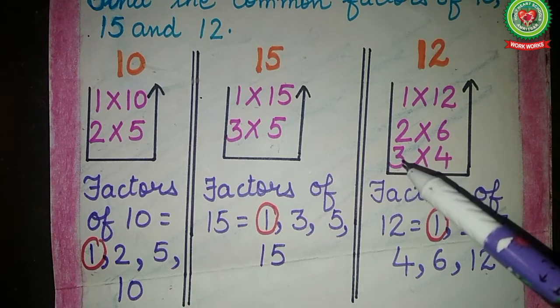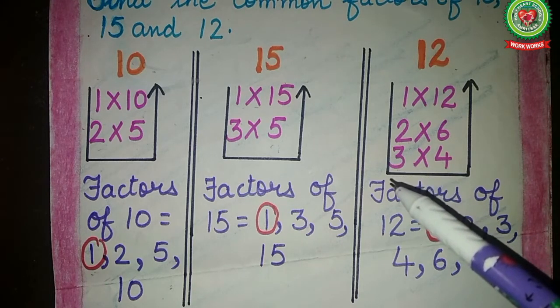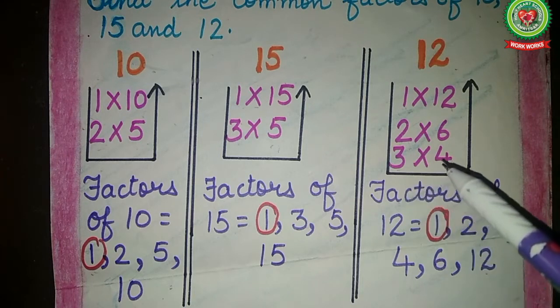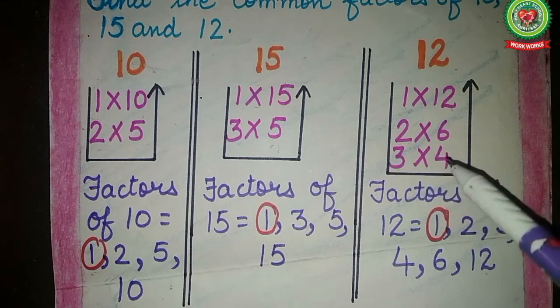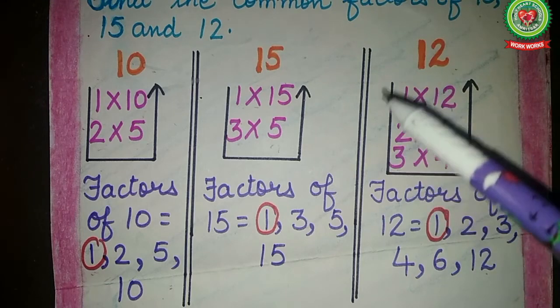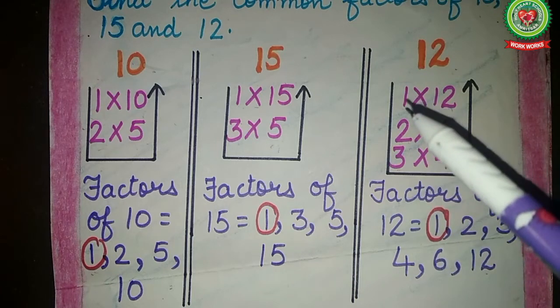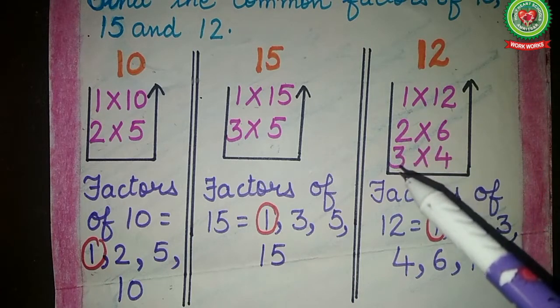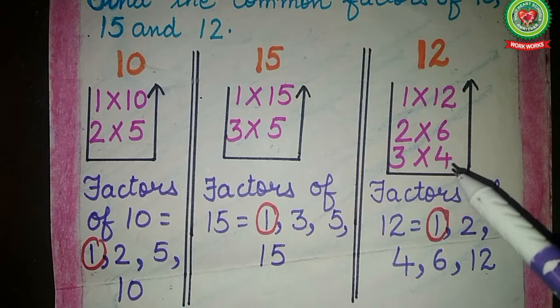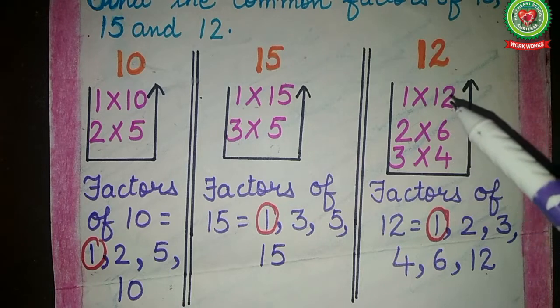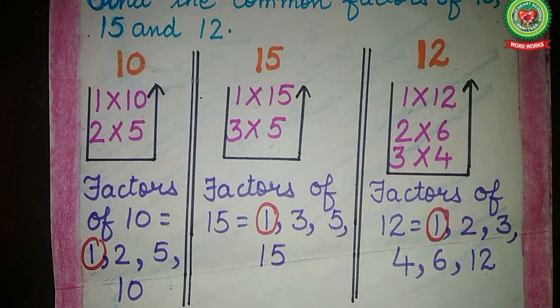After three table, proceed to the next table, that is four table. On four table, 12 comes on 3. 4 multiplied by 3. Now students see, 4 threes are 12. Repetition is there. So make U. So factors of 12 are 1, 2, 3, 4, 6 and 12. Now students, I got factors of 10, factors of 15 and factors of 12. Now I need common factors.